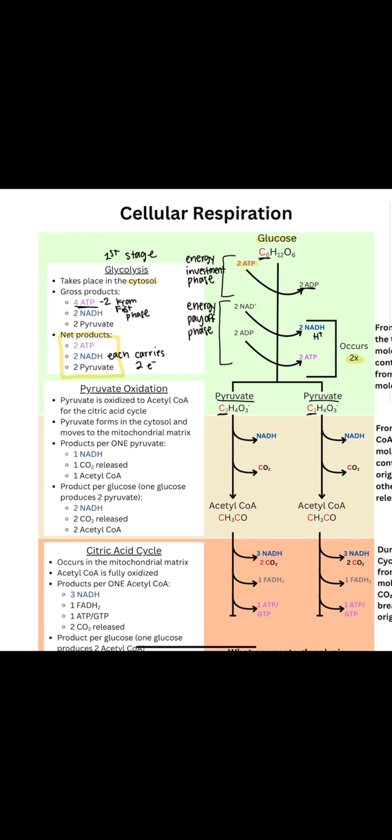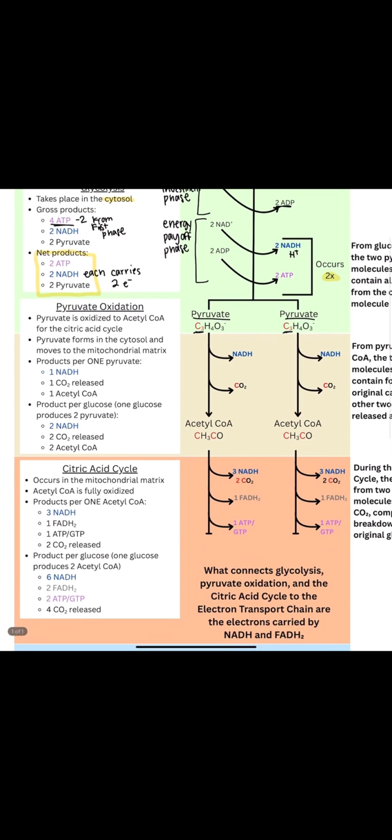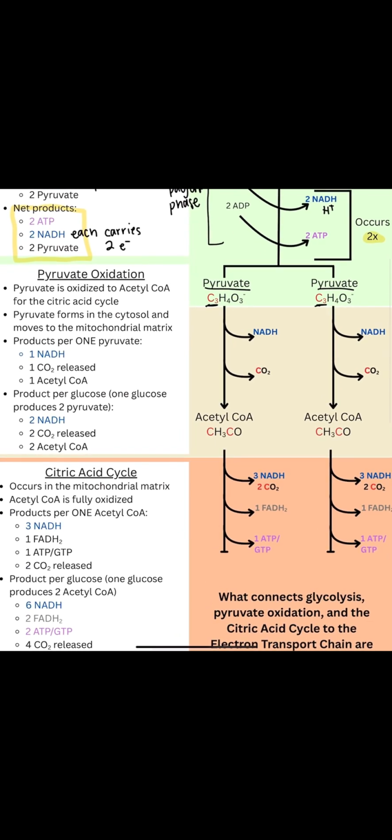So next, we have pyruvate oxidation. The 2 pyruvate that we made from glycolysis are going to move into the mitochondrial matrix from the cytosol. Each pyruvate is going to undergo a conversion step called pyruvate oxidation. Oxidation of pyruvate is going to link glycolysis to the citric acid cycle. We do not make any ATP in pyruvate oxidation, so it is not a step of cellular respiration. It is an intermediary between glycolysis and the citric acid cycle.